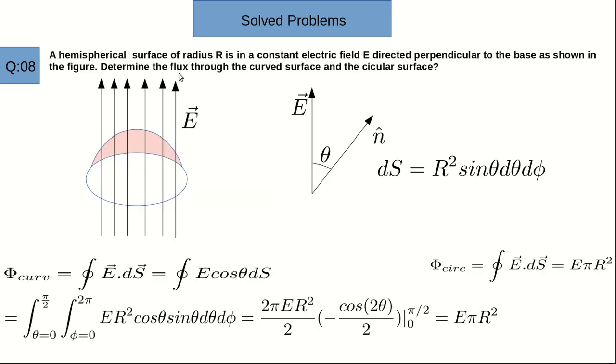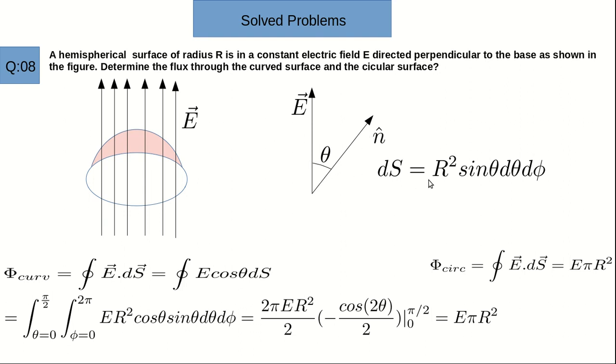So now we have a hemispherical surface. Let's first look at the question. A hemispherical surface of radius r is in a constant electric field E, which is directed perpendicular to the base as shown in the figure. Determine the flux to the curved surface and the circular surface. So here we have the hemispherical surface, and this is the electric field.